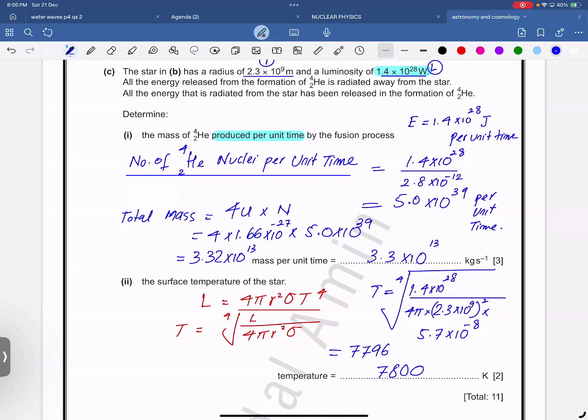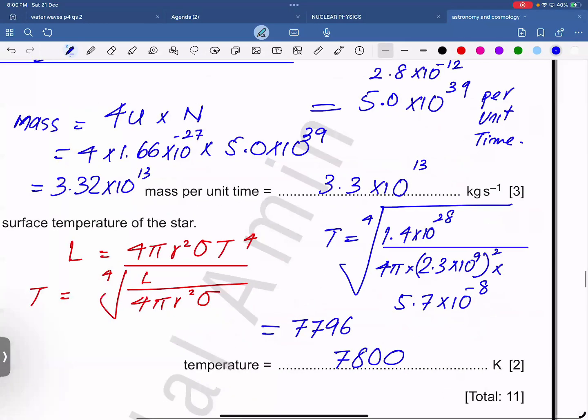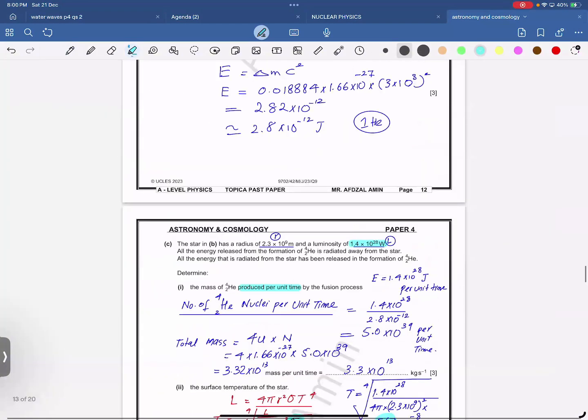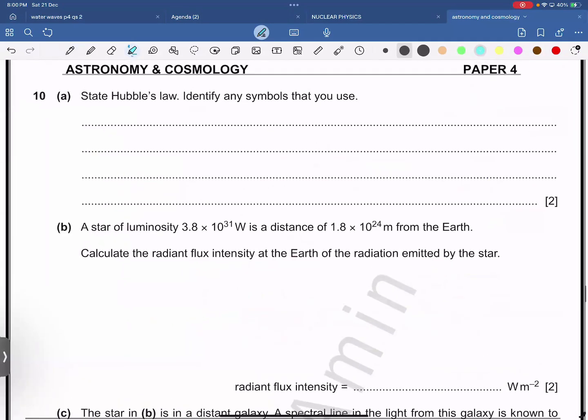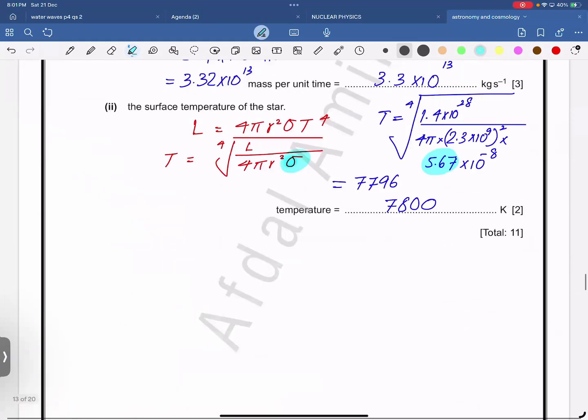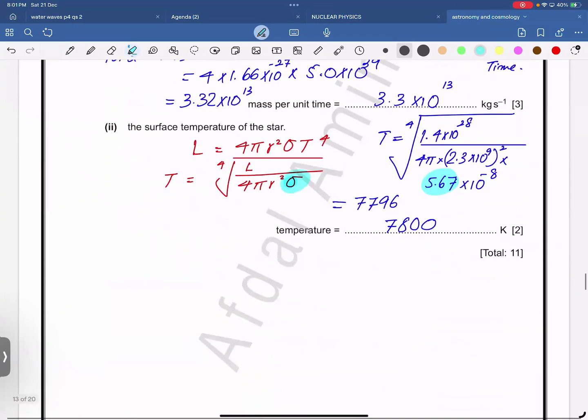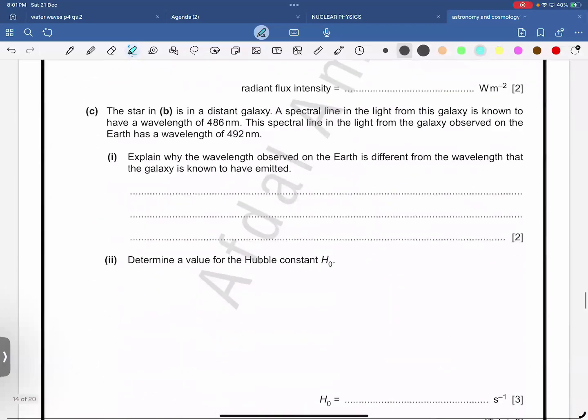Where did we get 5.7? Sigma, is it 5.7 or 5.67? The value of sigma, I'll highlight for you. Okay. It's the same question actually.